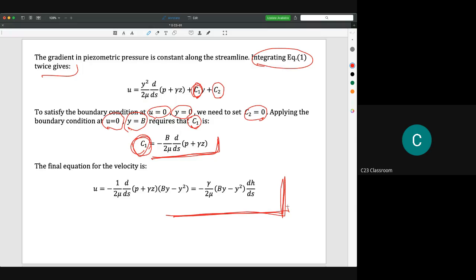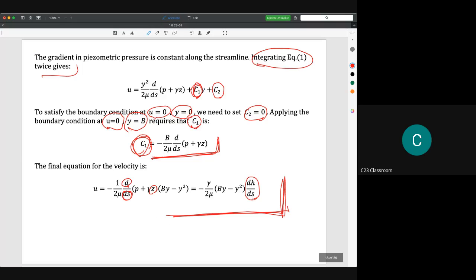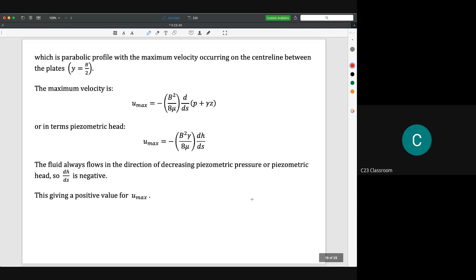Okay, so here we have dz and ds. You could simplify it as dh ds, because according to this diagram we have an h. So we replace the b with h. Let me see. Okay, I think that is the reason. So then this is the discussion.